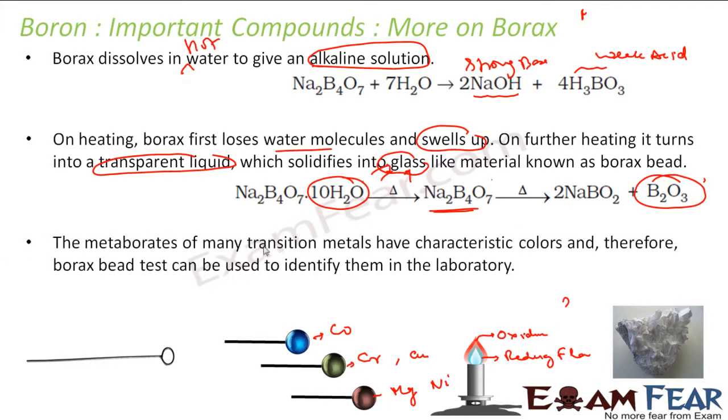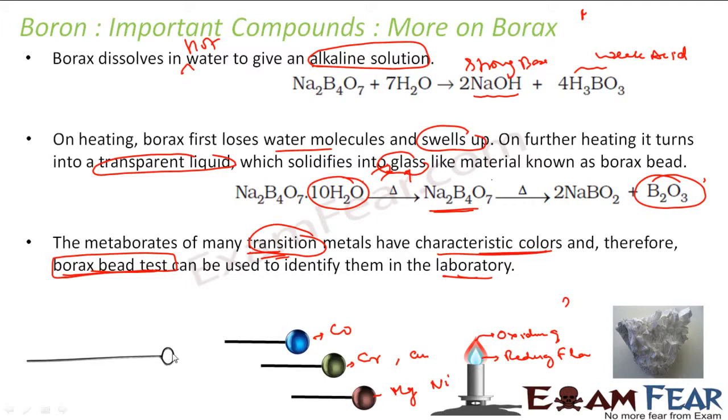Most of the transition metals, not all metals, but the transition metals, have special colors. For example, I told you cobalt gives blue, chromium and copper give green, and manganese and nickel give brown in the oxidizing flame. It gives these colors, and these are used to identify them in the lab. This test is called the borax bead test.